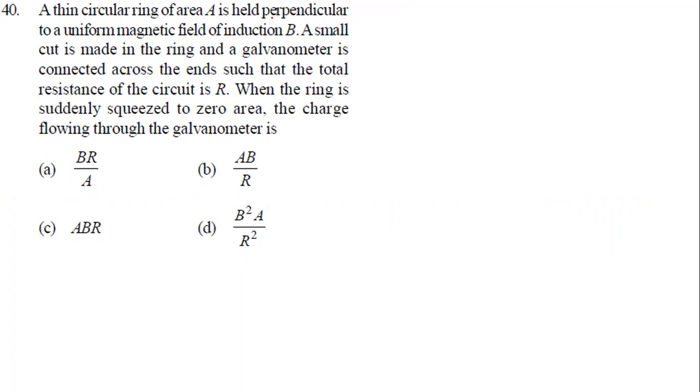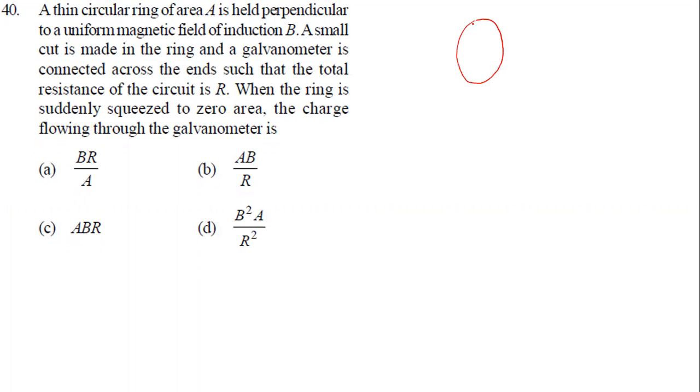If you look at the next question, a thin circular ring of area A is held perpendicular to a uniform magnetic field of induction B. Now a small cut is made in the ring and a galvanometer is connected across the ends such that the total resistance of the circuit is R. Now when the ring is suddenly squeezed to zero area, initially it is like this.